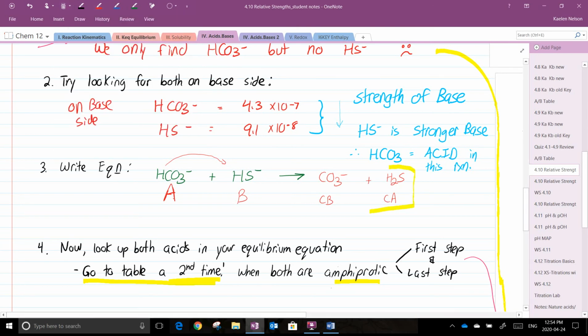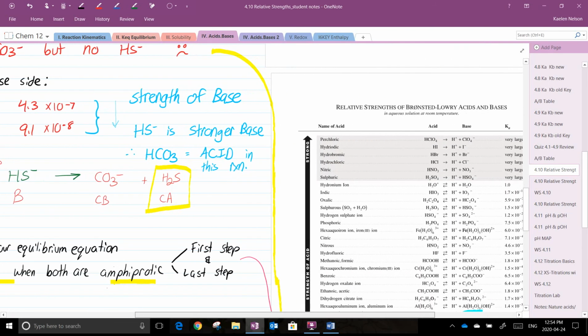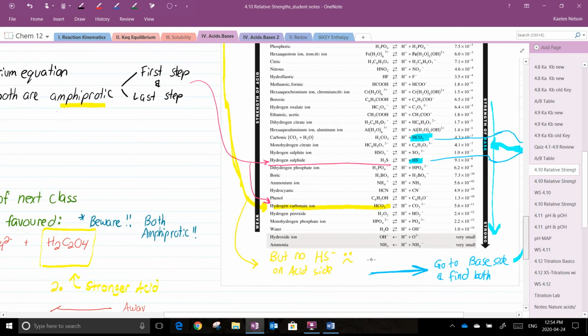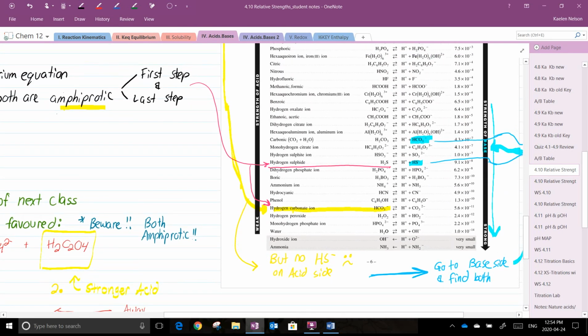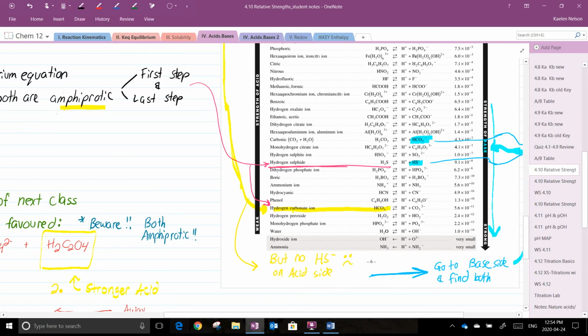So now I have to look up the two acids. When you're doing an amphiprotic ion, you're going to the table a second time. Once in the first step to figure out who's going to be the acid, and then again to figure out the answer. So I'm just going to scroll down. And the two that I am looking for, I've switched to pink here. I'm looking for H2S, which is right here, and HCO3, and I can see that H2S is my stronger acid.